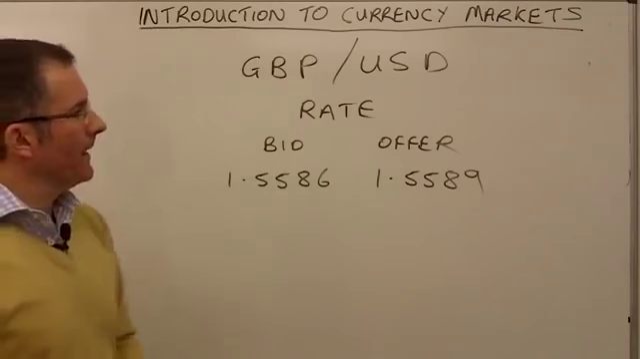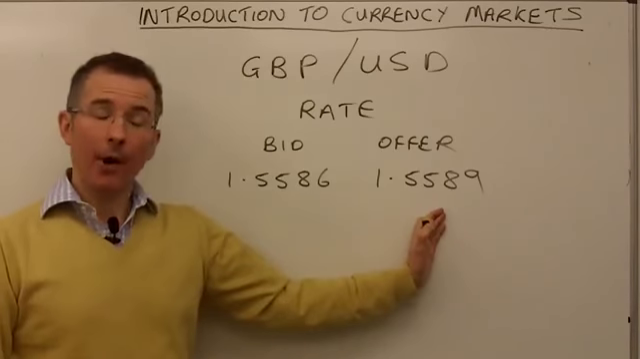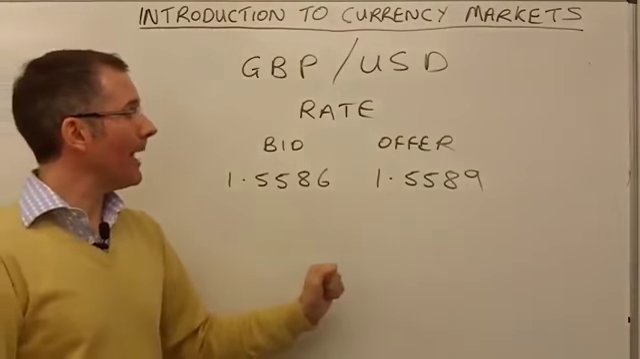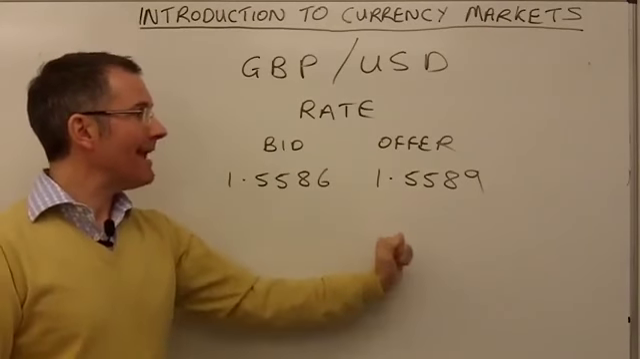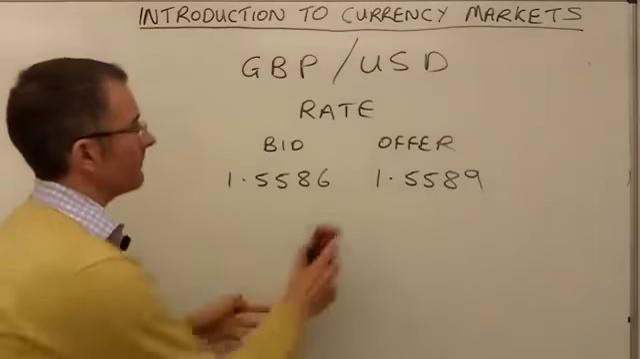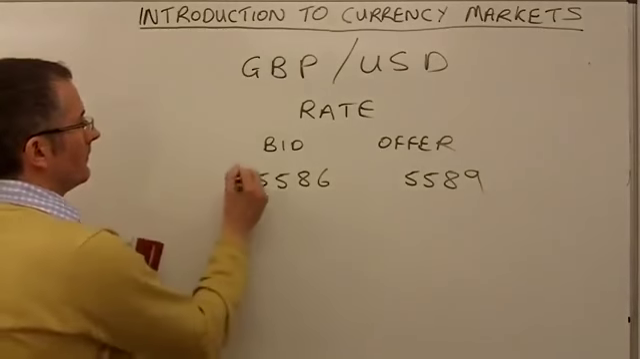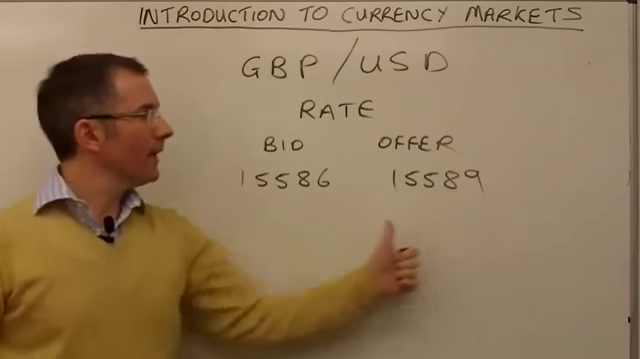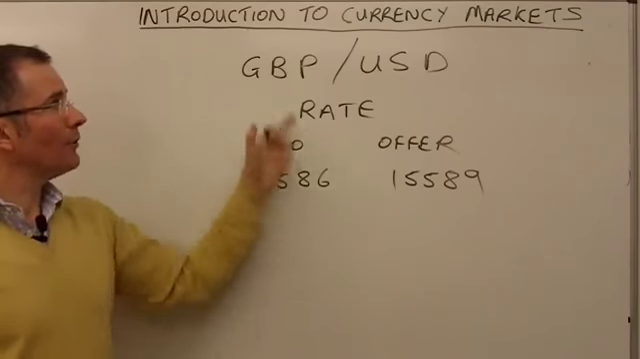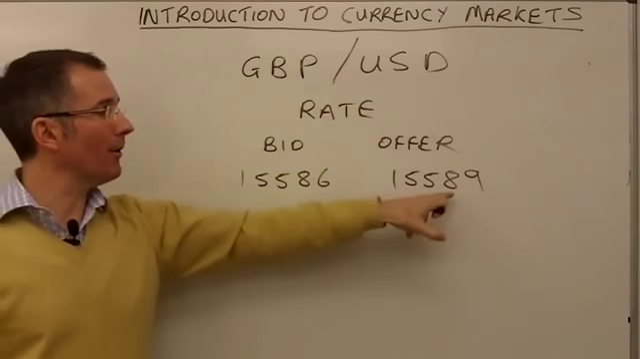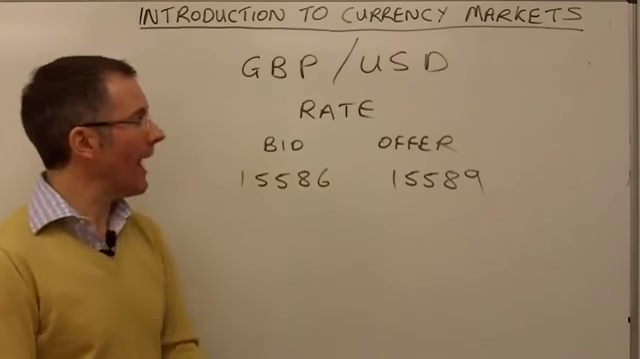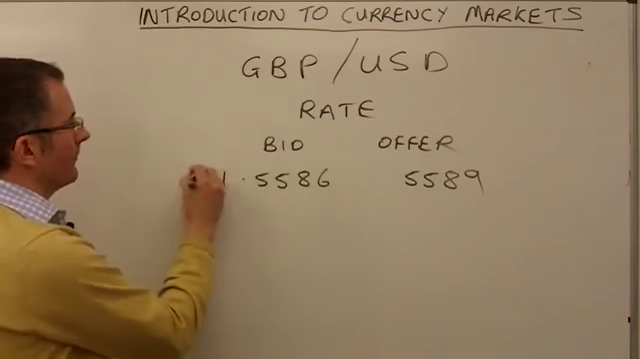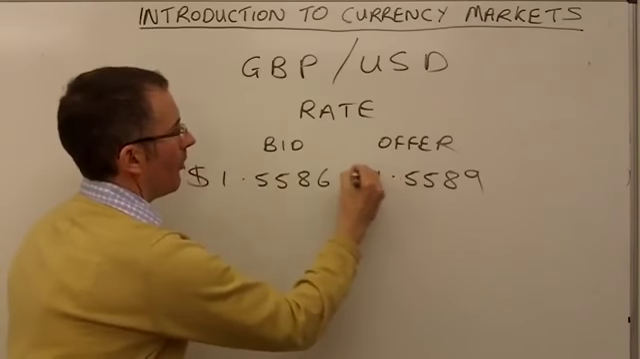1.5589. Now, on a screen, it won't necessarily say that this is a dollar rate. It may just appear like that. It may even appear like that. But everybody knows that this is a currency quote. Once you know that you're dealing with this pair, you know that these are dollar amounts. And so let's just turn that into, for the sake of this example, something that looks a bit more normal.